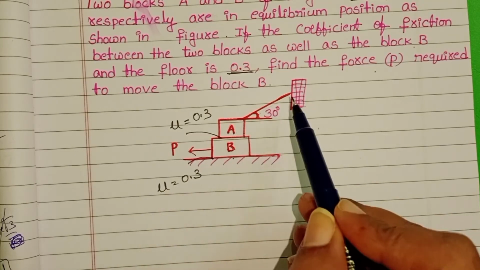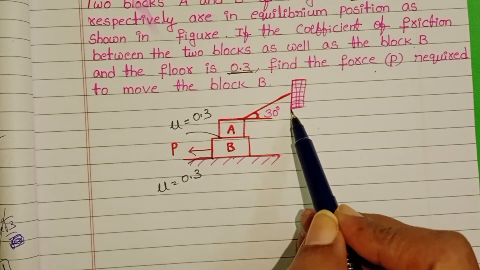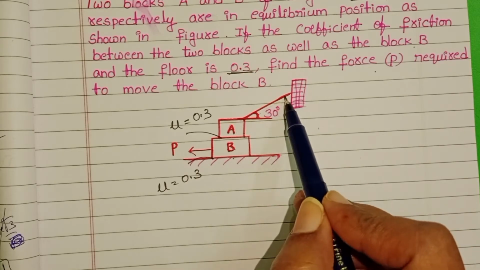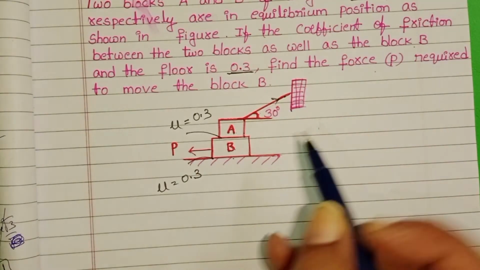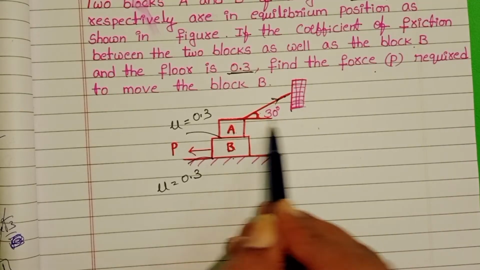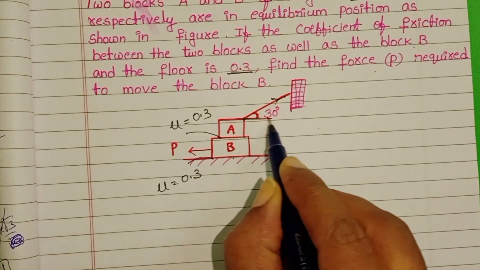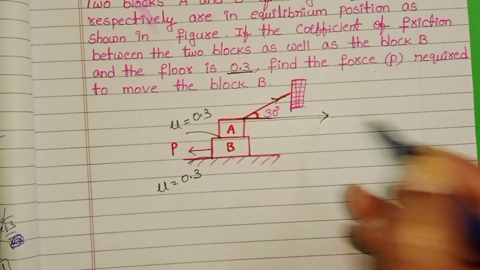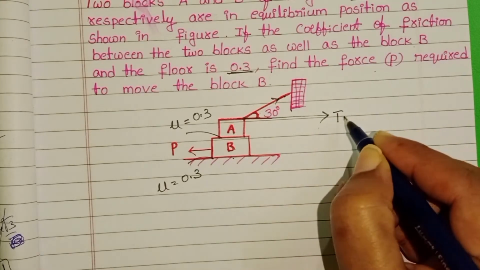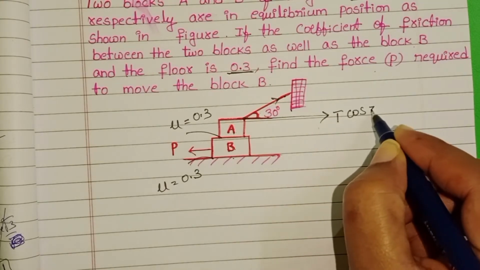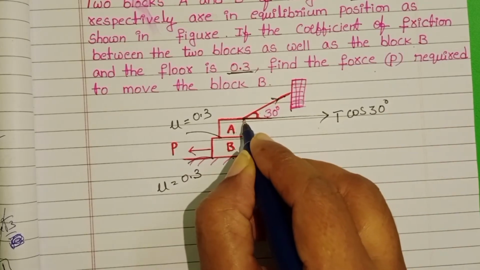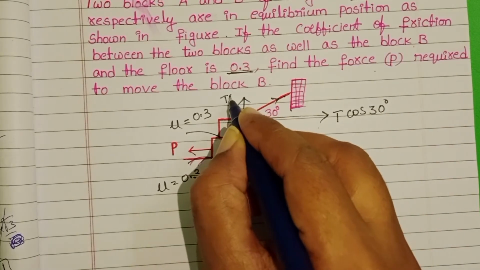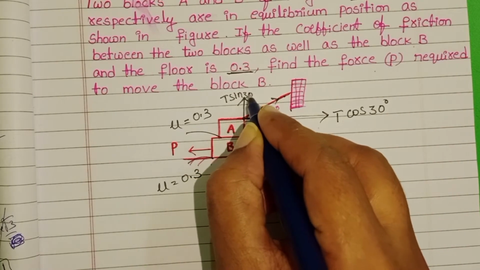Block A is attached to a rigid support with the help of a string. This string makes an angle of 30 degrees to the horizontal direction. Resolve this tensional force. Along the horizontal direction the component is T cos 30 and in the vertical direction T sin 30.